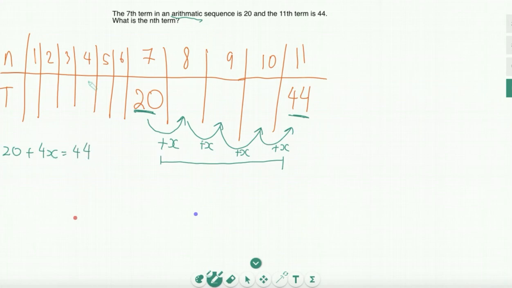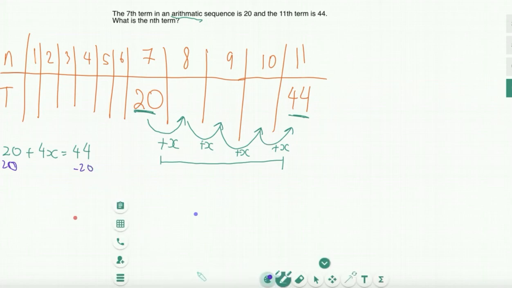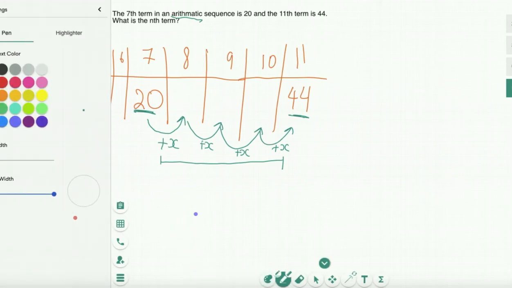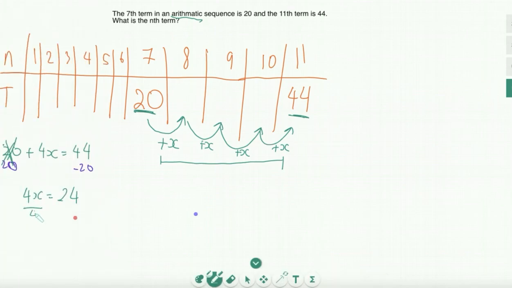All right. Let's solve this equation real quick. So let's solve for x to find our jump. So we're going to minus 20 on both sides. So now we have just 4x is equal to 24. Now x is being multiplied by 4, so we're going to divide by 4 on both sides. So x is equal to 24 divided by 4, which is 6. So the jump between each term is 6.